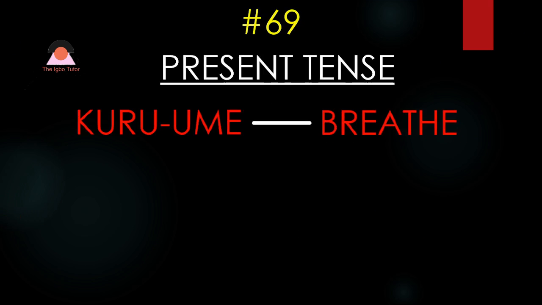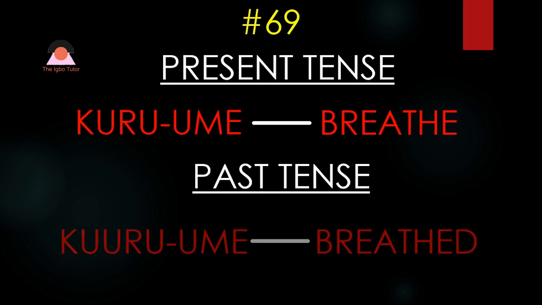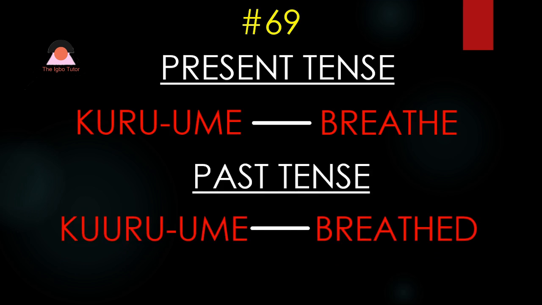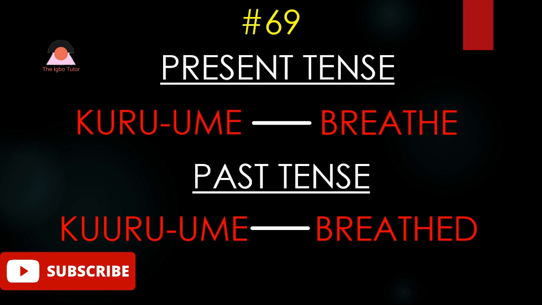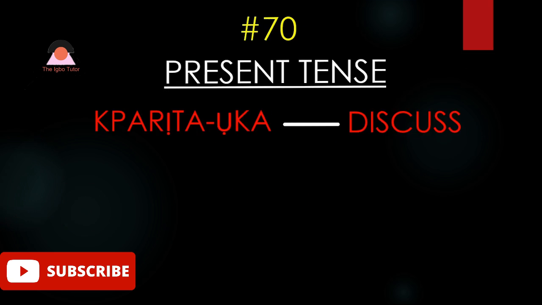We are going to 69, and the word is kurume, breathe. Okay, past tense of breathe, kurume is kurume. The difference is just doubling the U in front of K, W, to sound kuru, ume. Remember I told you when you have a compound word, you only change the first word to past tense. The second word remains the same. I told you that earlier. So this is the sample again. Kurume, breathed.